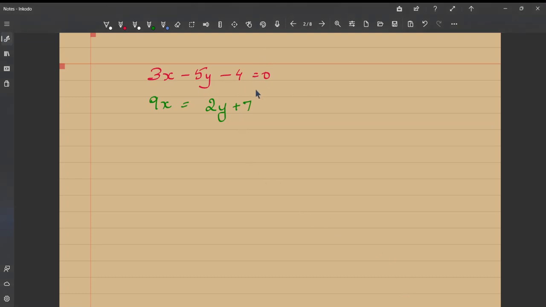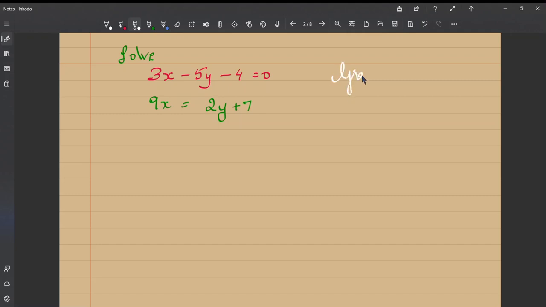Hello children, in this video we have been asked to solve this linear pair of equations. Solve for x and y, that is, we should find the values of x and y. Now we have seen a number of methods of solving a pair of linear equations.